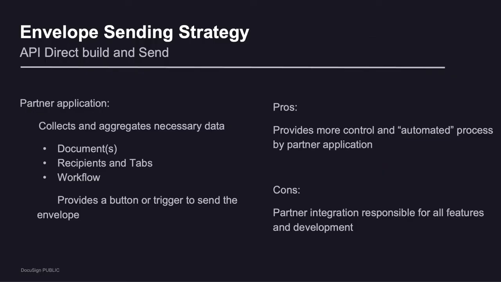All right, so now we've built that envelope, and now how do I want to send it? Meaning we're still in the build, we haven't sent it out. You're going to make a choice. Do I want to control this entire build and send?